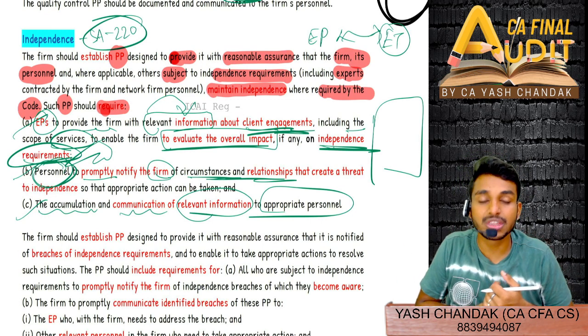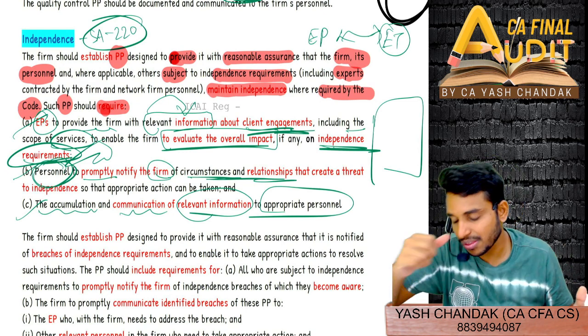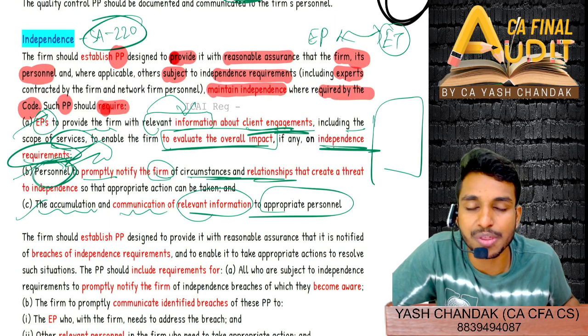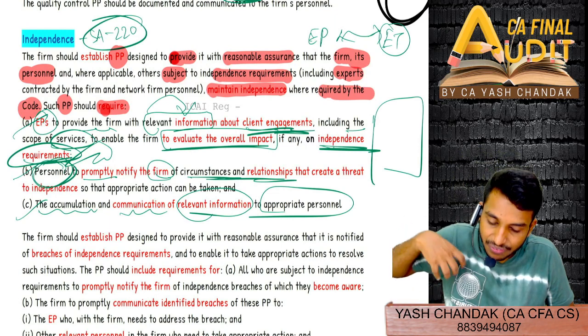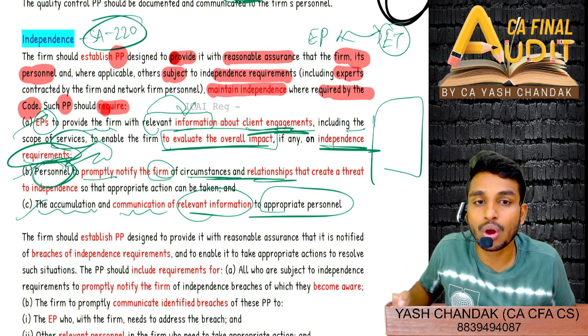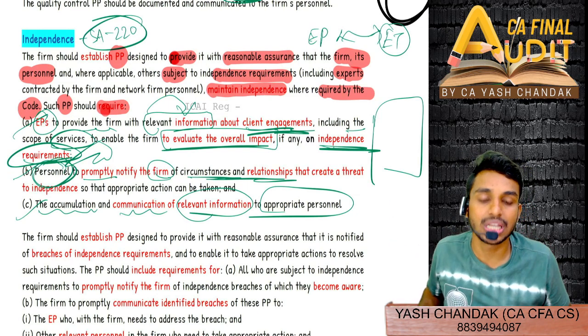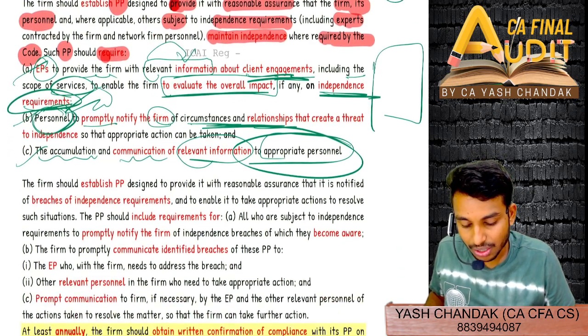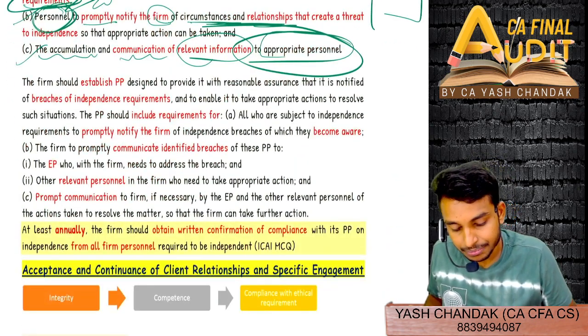So first, with respect to independence, I told you the engagement partner will be providing us with all the relevant information about the client. Secondly, we as personnel will then have to evaluate whether we are independent or not. And thirdly, it should be communicated to all the relevant personnel. This is our independence requirement.